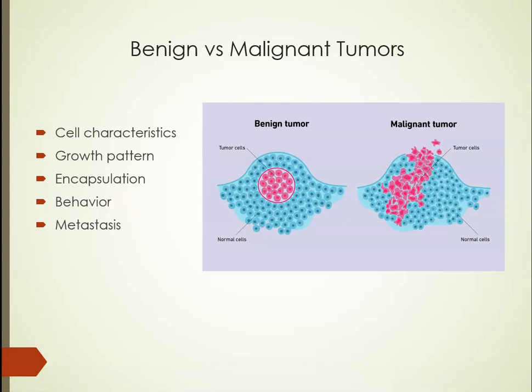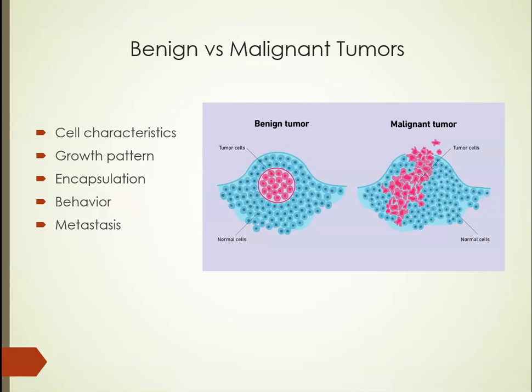Now, about the behavior. Benign tumors are generally non-cancerous and they do not pose an immediate threat to health. They may cause symptoms if they grow large enough to press on surrounding structures. Malignant tumors are cancerous and have the potential to spread to other parts of the body, and they can cause significant damage in tissue and organs, and they may even be life-threatening if not treated.